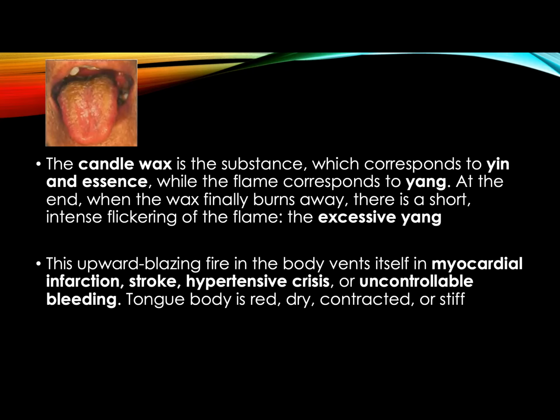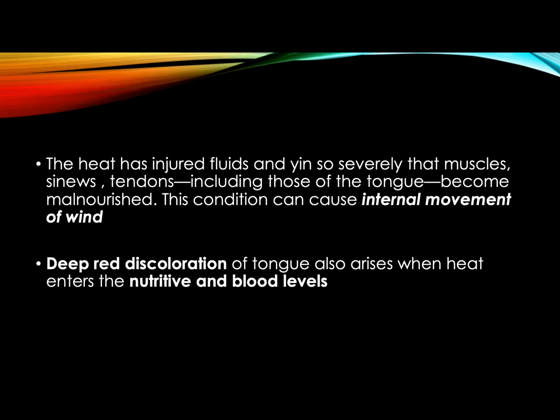The tongue body is red, dry, contracted, and or stiff. The heat has injured fluids and yin so severely that muscles, sinews, tendons, including those of the tongue, become malnourished. This condition can cause internal movement of wind. Deep red discoloration of the tongue also arises when heat enters the nutritive and blood levels.